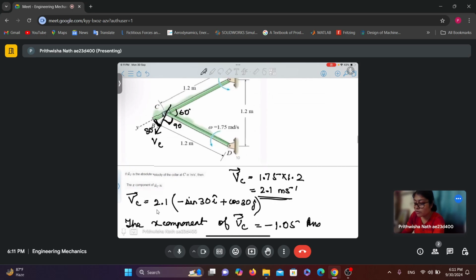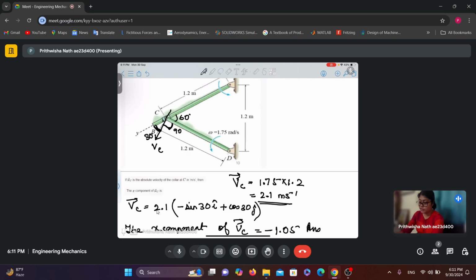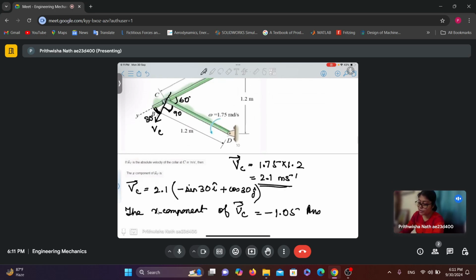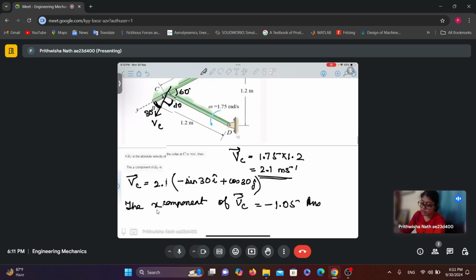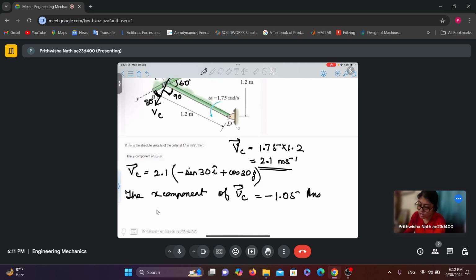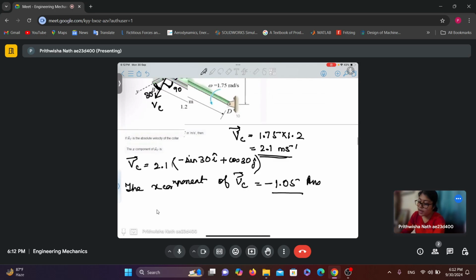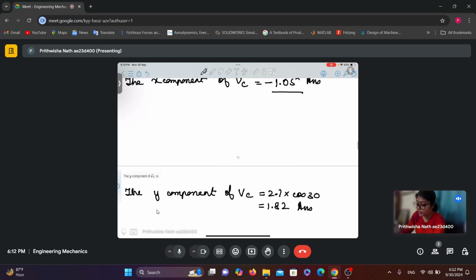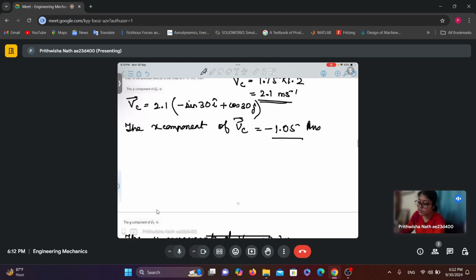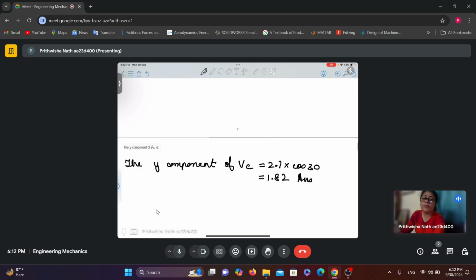And y component is cos 30. So the x component is 2.1 into sine 30 and there is a negative sign, so minus 1.05. And the y component is nothing but 2.1 into cos 30, that is 1.82.